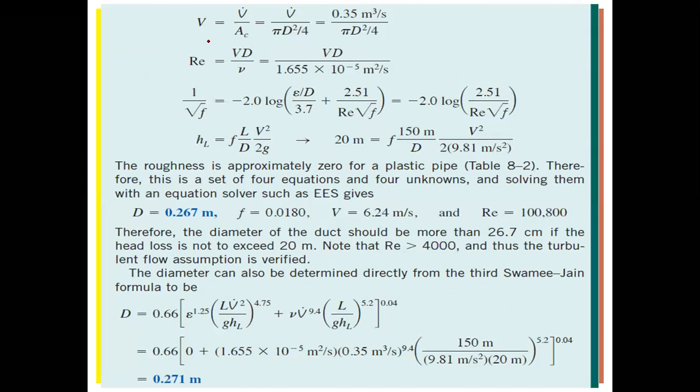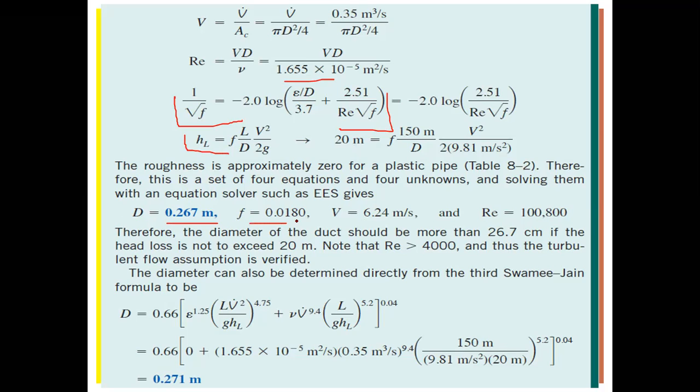V is equal to the flow rate divided by the area, V by pi d square by 4. Substituting this, we get the value. Therefore, Re is equal to Vd by v. Now, 1 by root f is equal to minus 2 log, this is the formula for that. Substituting this, there is also a formula for head loss. Therefore, the head loss of 20 meters is equal to f of this. So, finally, the d value is 0.267 meter.